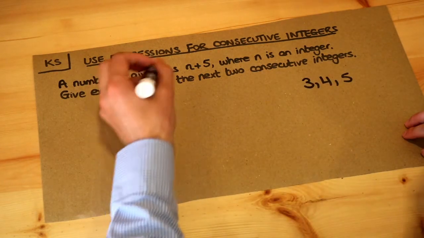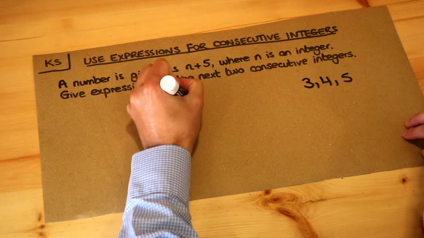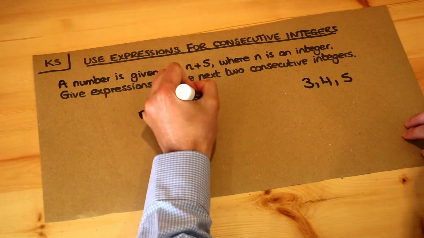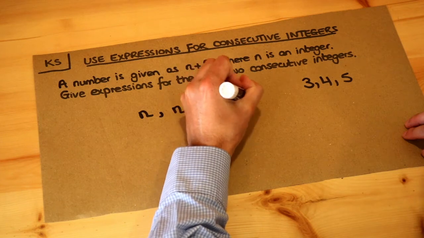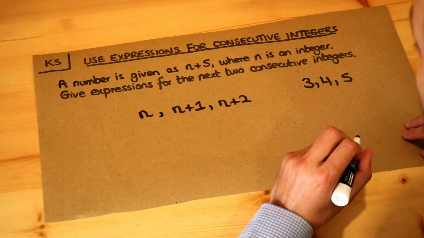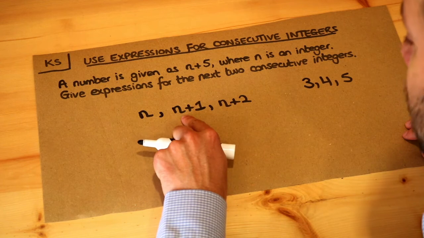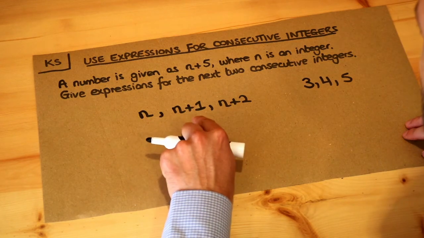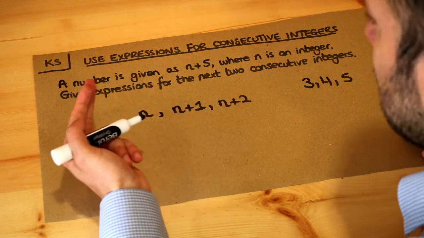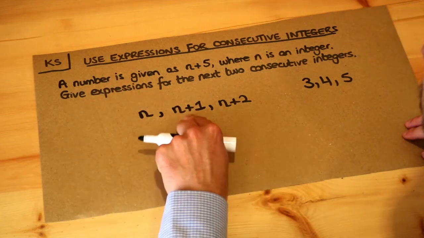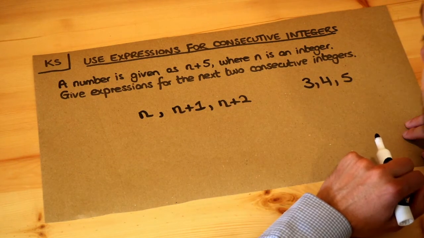So if we had n, the next consecutive number would be n plus 1, it's 1 above, and the next one would be n plus 2, we add another 1. What students often incorrectly do is they say that the next number would be 2n, so they have n and then 2n. Well, that's not 1 more, you're actually doubling it rather than adding 1. So you should add 1 each time to get the next consecutive number.